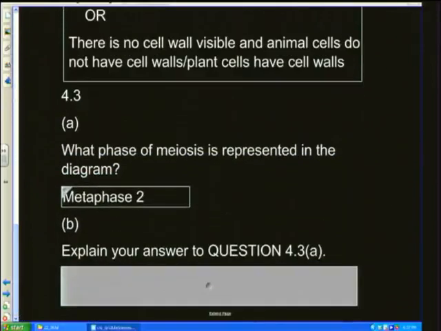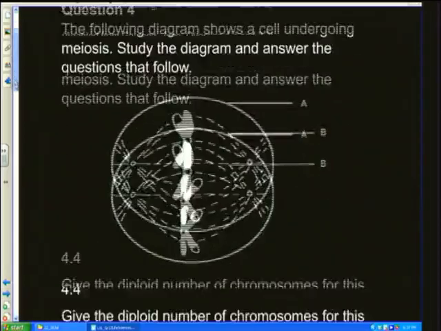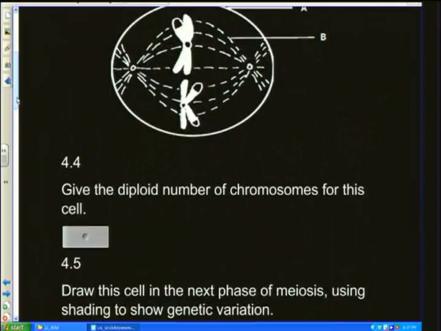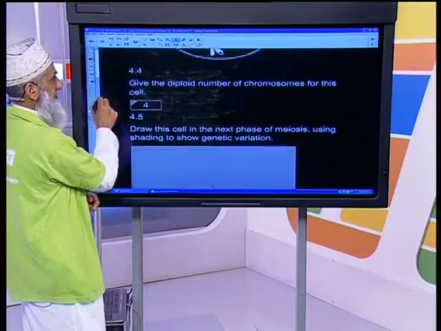Well, you gave them the answer already. Because single or unpaired chromosomes are aligned on the equator. We've done that one too. We're still busy with that one. Give the diploid number of chromosomes for this cell. Now, how many are here? This is metaphase 2, so there were 2. That means the chromosomes have already separated. So originally, what do we have here? We would have had 4, diploid.